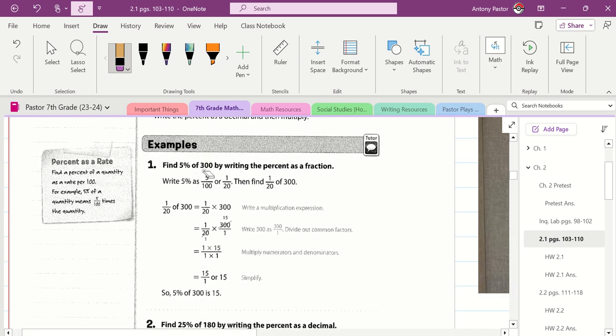Find 5% of 300 by writing the percent as a fraction. So, when it comes to certain questions asking you to do it in a certain way, this is why we need to learn both methods. This question is letting us know we want you to do it as a fraction, not as a decimal. So 5% would be 5 over 100. Or, if I were to divide them both by 5, it'd become 1/20th.